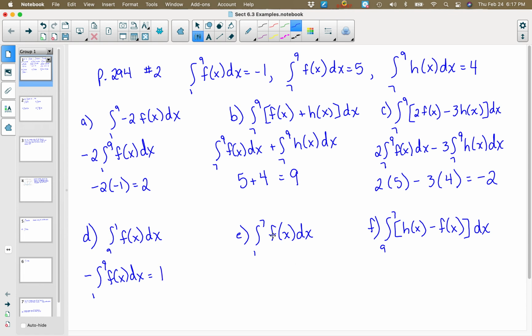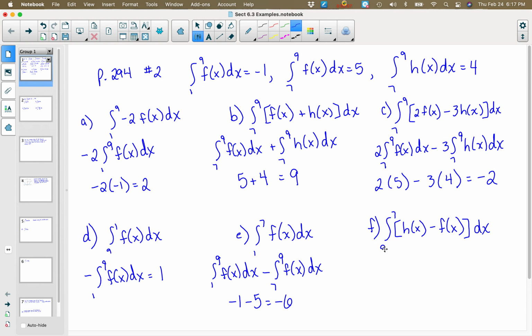On part E, we want the integral from 1 to 7. Well, we know the whole thing. We know from 1 to 9, and we know from 7 to 9. So if we take the integral from 1 to 9 of f of x dx, and subtract the integral from 7 to 9 of f of x dx, we'll be left with the integral from 1 to 7. So it is kind of a play on that one where we had intervals can be added. Well, they can also be subtracted. So we end up with -1 minus 5, or -6.